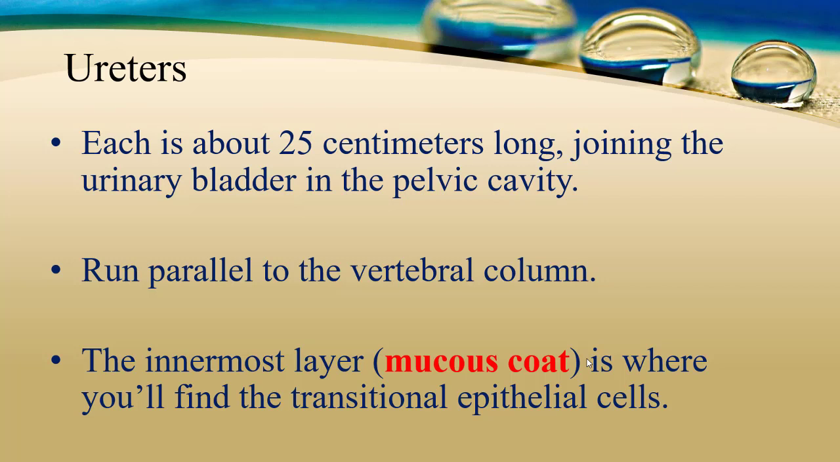The innermost layer of the ureters, also known as the mucus coat, is where you find the transitional epithelial cells. In last semester, we talked about how transitional epithelium is only found within the urinary tract. Well, that's where these are found in this structure. They're found in the innermost layer. This is what will allow the ureter to expand as urine moves by it, but then recoil back and not lose any strength or any integrity of the tissue.